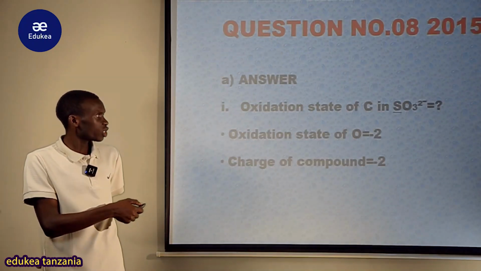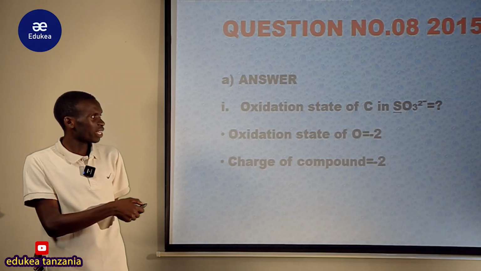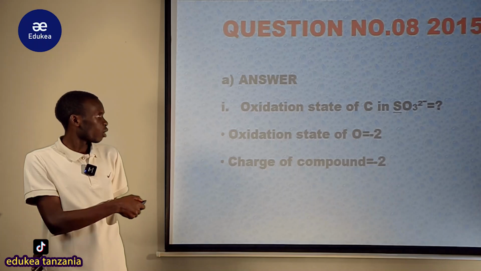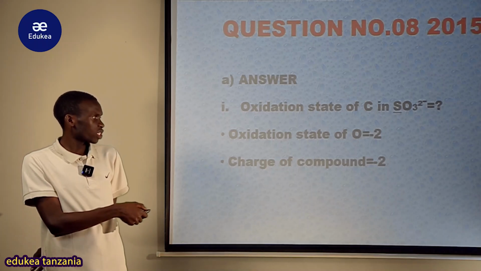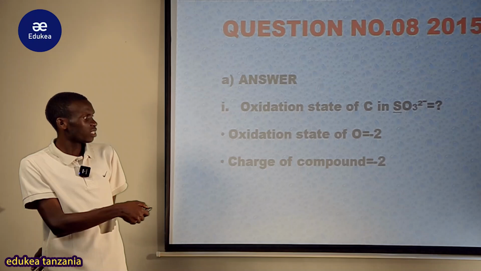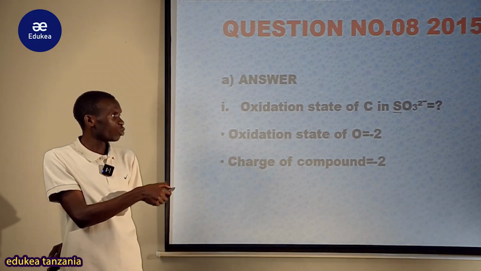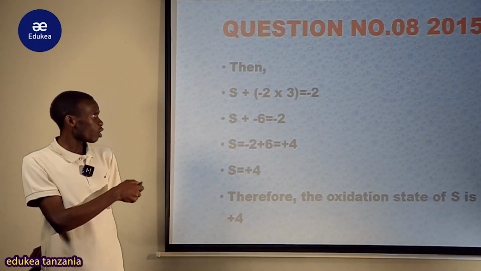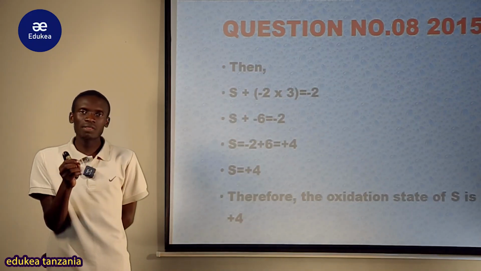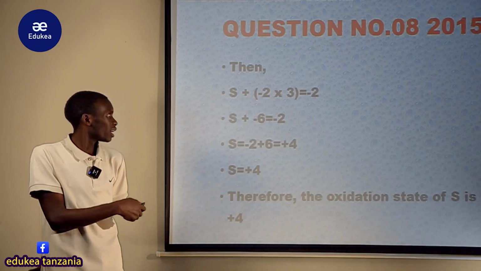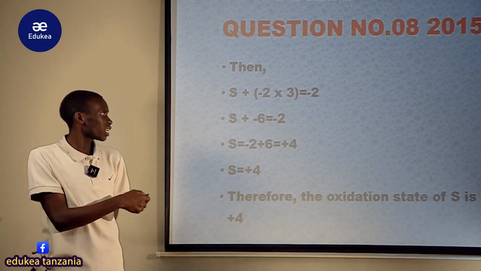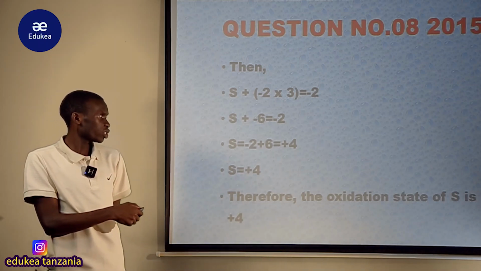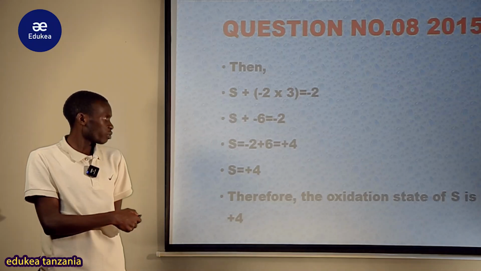Then oxidation state of, not carbon, here the underlined element is sulfur. Here oxidation state of oxygen is -2, and the charge of the compound, this is the ion, is -2. Charge ya ion pale -2. Then sulfur plus -2 times 3, because there are 3 atoms of oxygen, plus -6 is equal to -2. After then S is equal to -2 plus 6, which is equal to +4. S will be equal to +4.